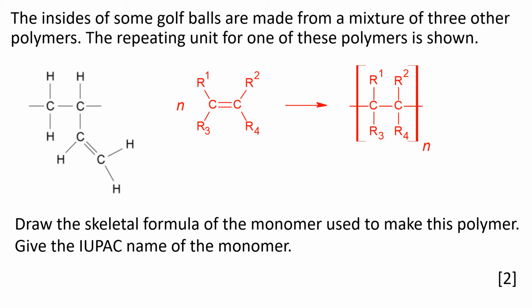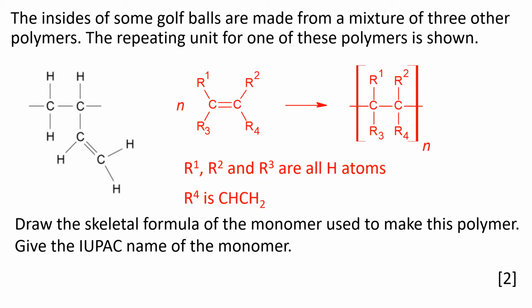All that happens is we open up that double bond and then we have n bonds going to another repeat unit. So in this case, if we take a look at the polymer that we're trying to achieve, R1, R2, R3 are all hydrogen atoms, whereas we can see that R4 is a CH-CH2 group. So the tricky thing with this is converting this into skeletal formulae. We can get our structure by simply substituting those R groups in for R1 to 4, and then we have to convert it back to the skeletal formula.